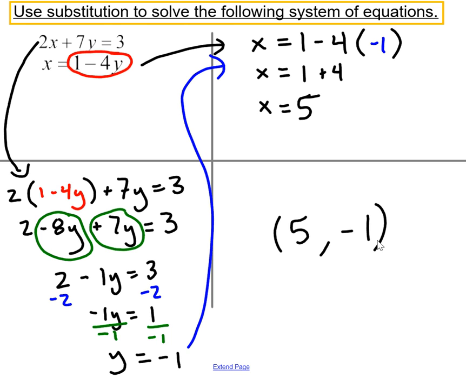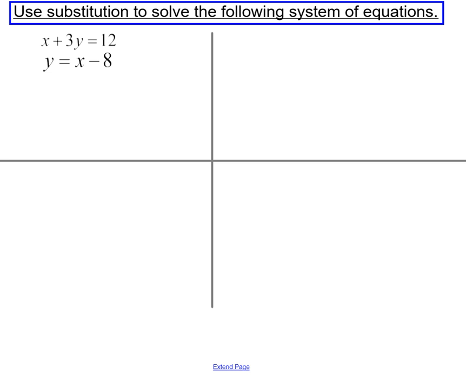Let's go ahead and look at our next problem. In this case, I have y by itself, so I'm going to circle that. I'm going to use my other equation here. So I say x plus 3, and instead of a y, I know y is actually equal to x minus 8, and that's equal to 12.